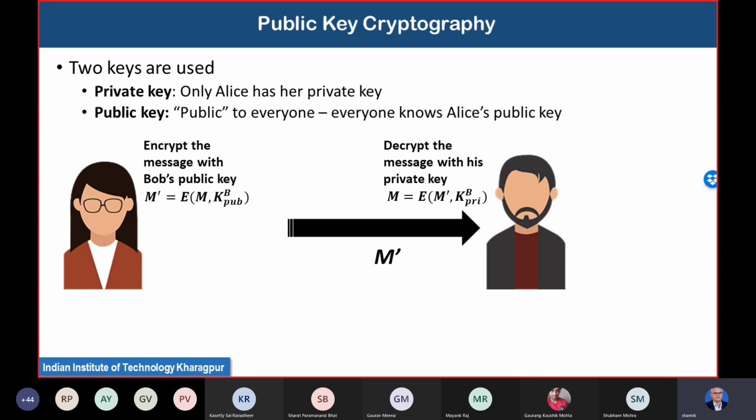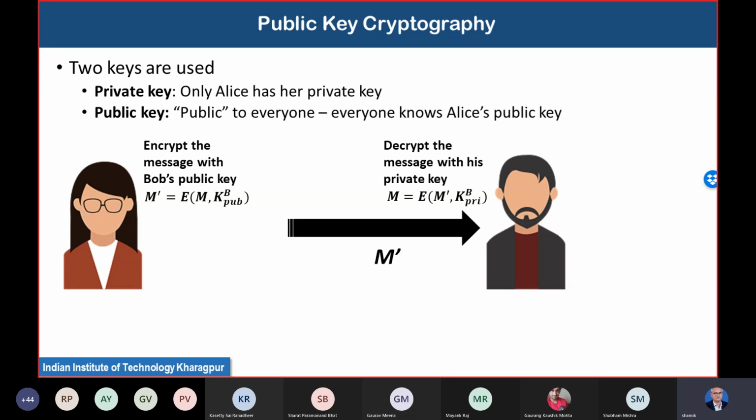Now what Bob will do is decrypt that M prime using his private key, and once he does it he will get back the message, which will be the same as that message M that was encrypted by Alice. Now any attacker who might have got access to M prime in between will not be able to decrypt it, because the only way to decrypt M prime is to know K private of Bob. Okay, so only Bob can decrypt it.